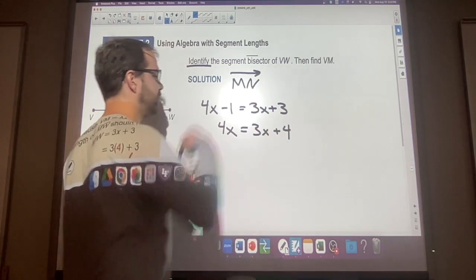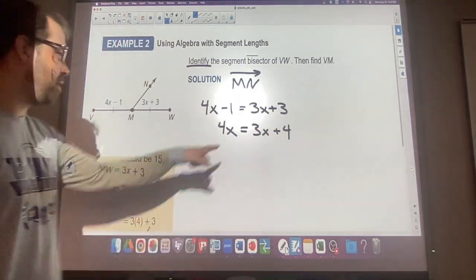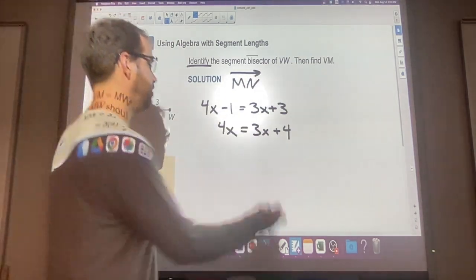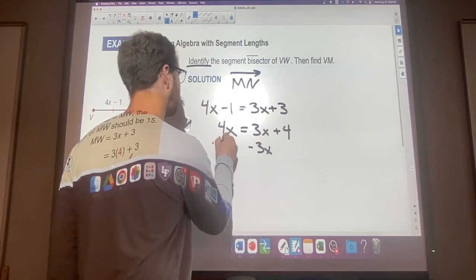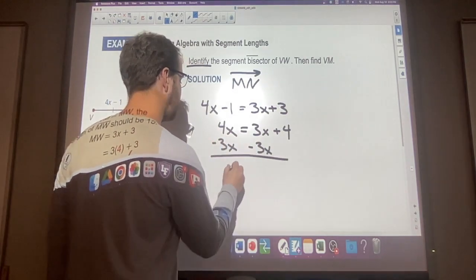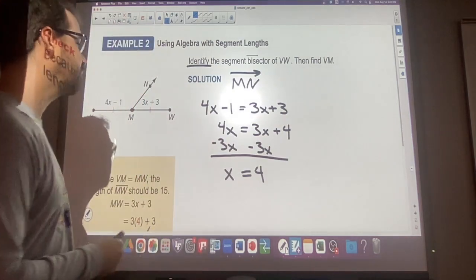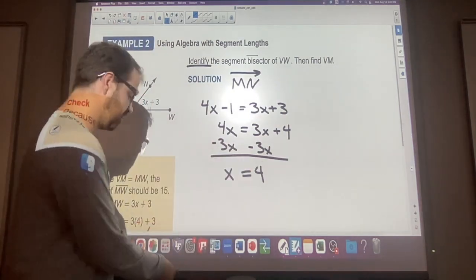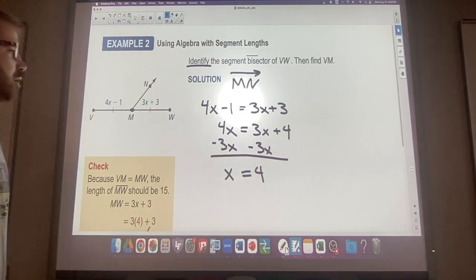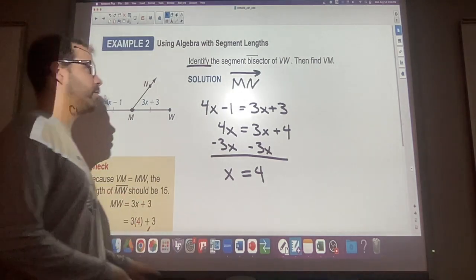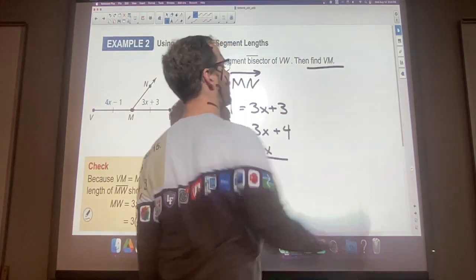So I added the 1 over. Now, I want just x to be on one side, so I'm going to subtract 3x over. So subtract 3x, and I get x equals 4. There's more than one way to do this, all right? But either way, you should end up with x equals 4. All right. So then, oh, we're not done. Sorry, what do they want us to find? They want us to find VM.